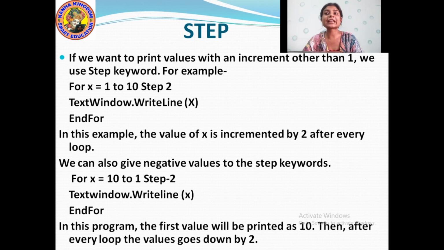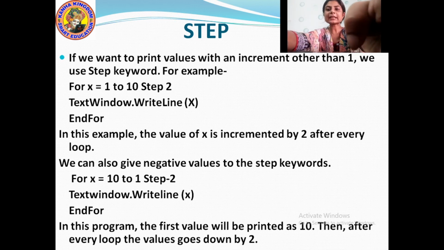We can also give a negative value to the Step keyword. Along with the positive value, we can also give a negative value. For example, For x = 10 To 1 Step -2. If you decrease by 2 from 10, going backward, that means 10, 8, 6, 4, then 2, then 0, that will be a negative increment. You are asking the computer to increment it negatively. And at the end you will write EndFor. The output for the program will be as shown.